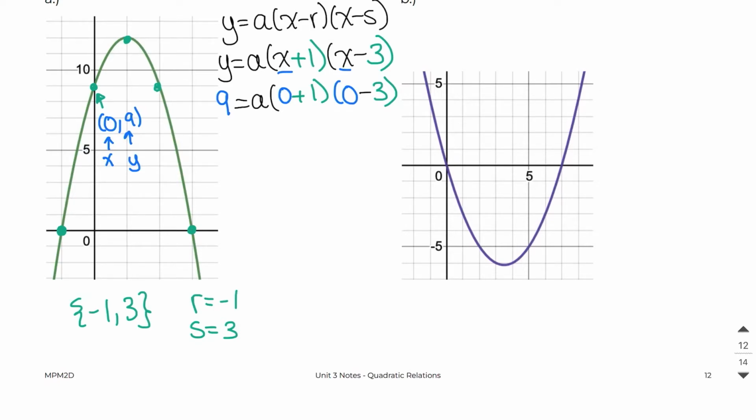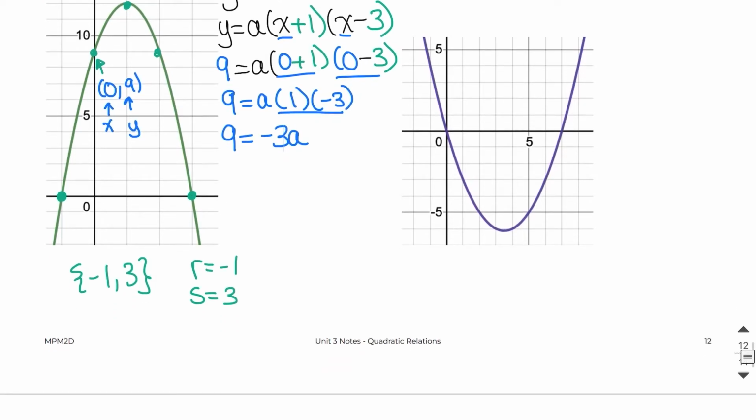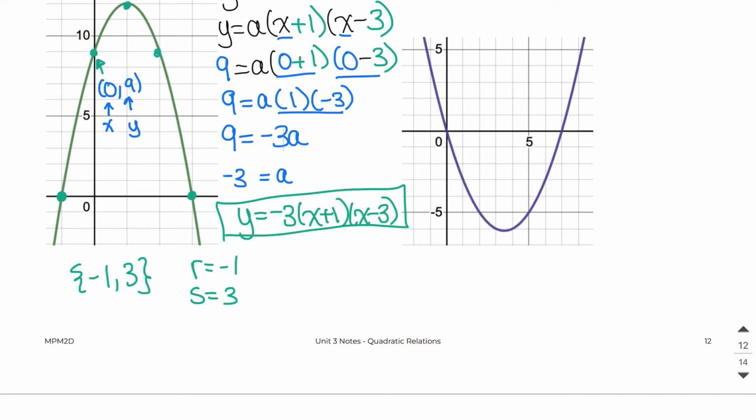So here, 0 plus 1 is 1, 0 minus 3 is negative 3, and then I've got a 9 and an a here. So 9 equals 1 times negative 3 is negative 3, and then I've got the a at the end. I prefer to put the variable at the end. It just makes things easier. So here I can say that a is going to equal negative 3, which means that my equation is going to be y equals negative 3 times x plus 1 times x minus 3. Or vice versa, you can also have y equals negative 3 times x minus 3 times x plus 1.